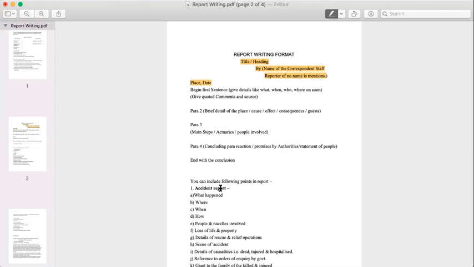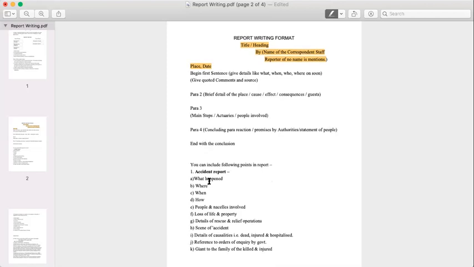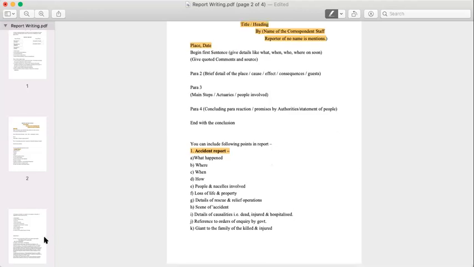So there are several types of report and we can follow some points. If it is an accident report, the things which we need to include in it are what happened, where it happened, when it happened, how did it occur, people and places involved, loss of life and property, like how much loss of life and property was there, detail of the rescue and relief operations, the scene of accident, which means describing the scene of accident, details of casualties, if someone is dead or injured, references for inquiry, and family, or if there is a mass killing, a mass destruction.